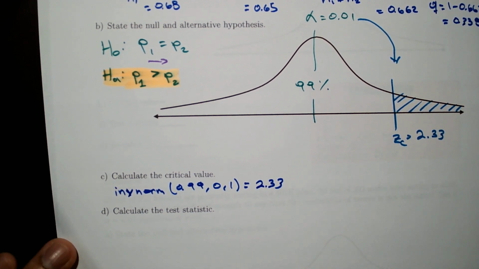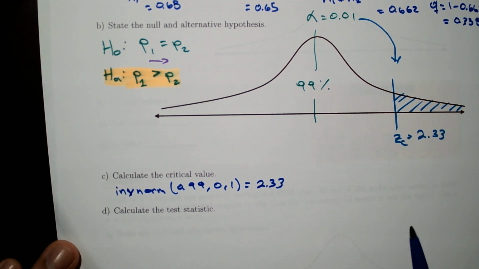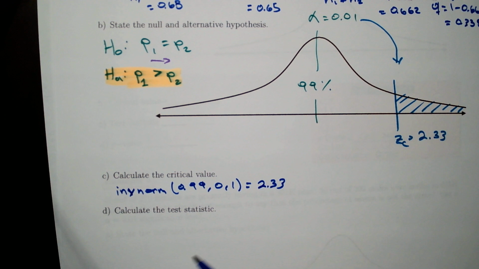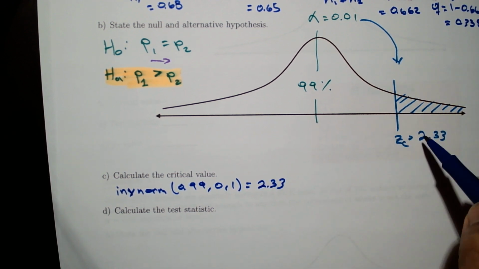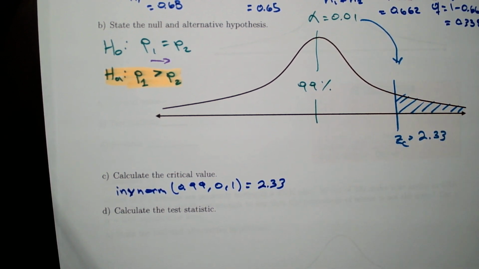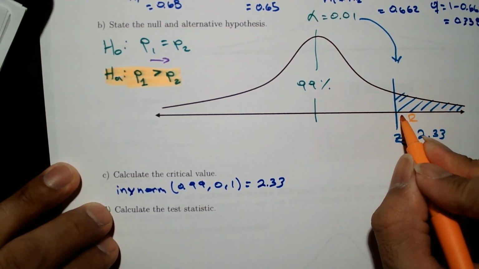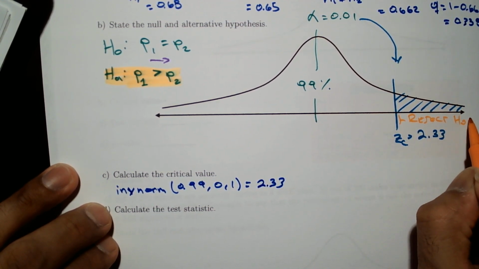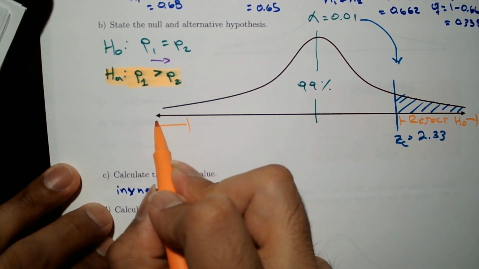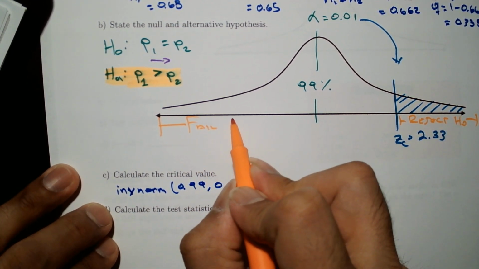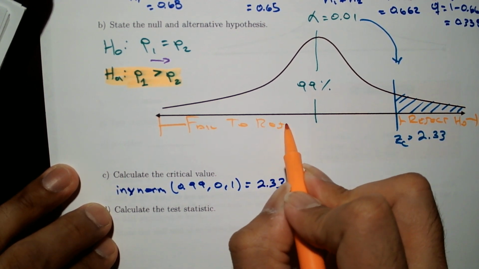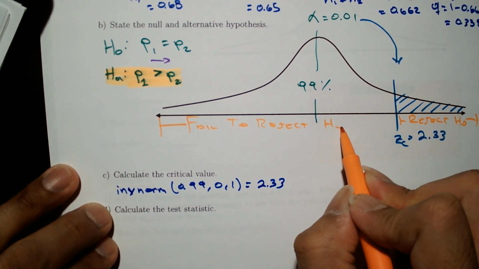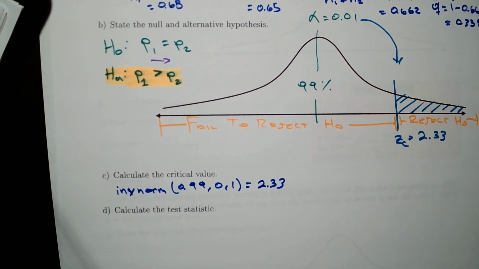So again, the criteria is we're going to find the test statistic, and if our statistic value falls within the region, we have enough evidence to support our claim, and therefore we reject H0. Otherwise, fail to reject H0.